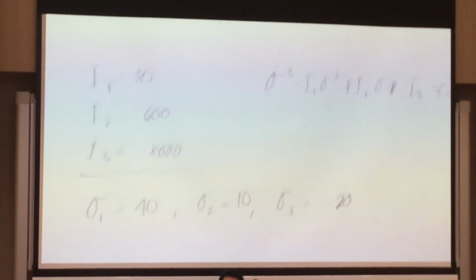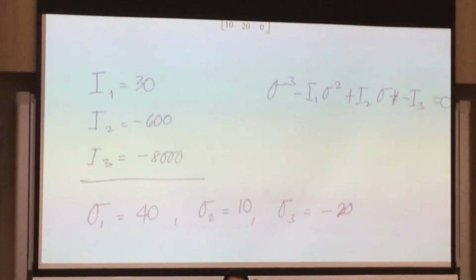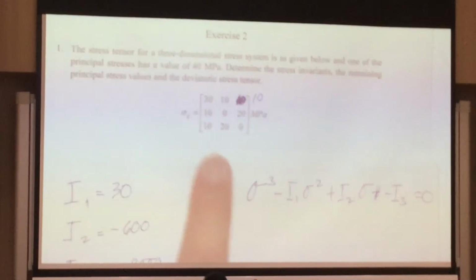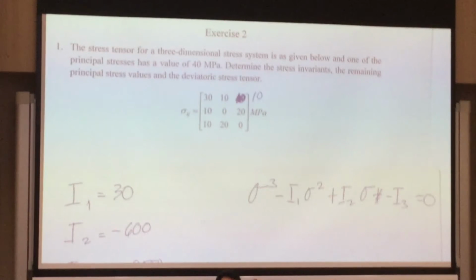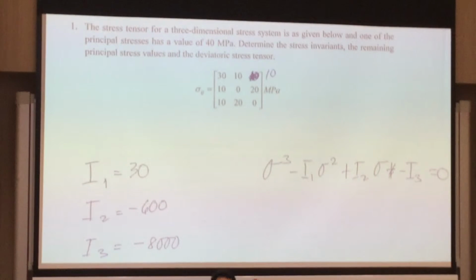Now the thing is, what's the importance of the invariants? So if you're comparing two stress tensors or states of stress, if they have the same principal stress, then they will be the same. But going back to a more detailed analysis, if you have two tensors, they may have different values here, but if they have the same invariants, then you know they are the same. So that's the importance of these invariants.